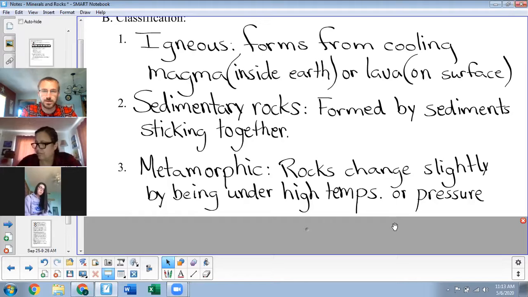It does not melt them completely, because then that would form magma and lava, and then when it cools, you would have an igneous rock again, not a metamorphic. So it's just enough heat and pressure to change them without melting them is the big key there.